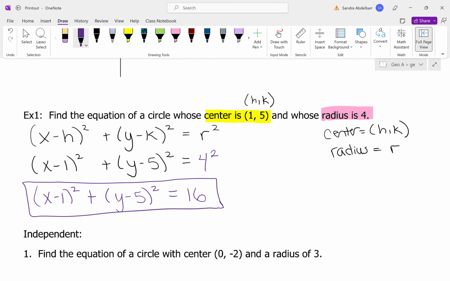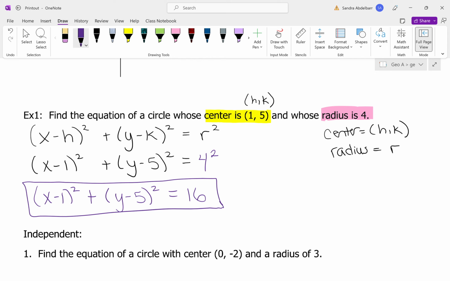But the center of every circle, doesn't that stay the same? And the radius of every circle, doesn't that stay the same? Right, that's why X and Y are not filled in, because they're always changing, depending on what point we're looking at.